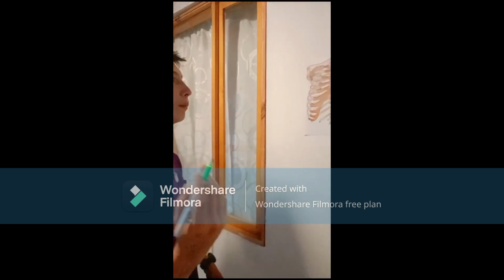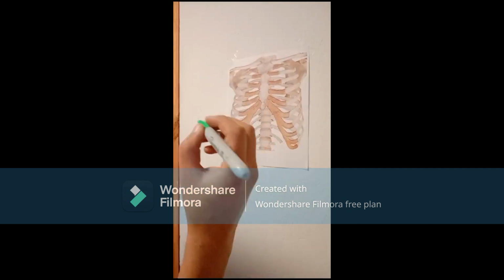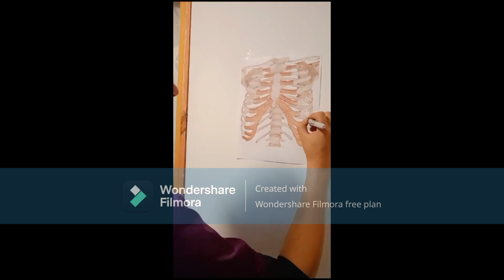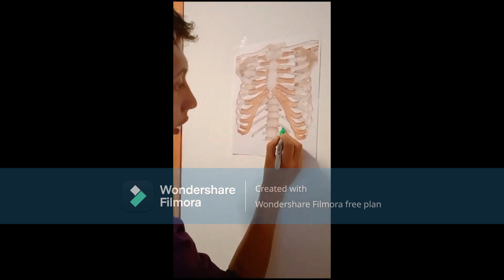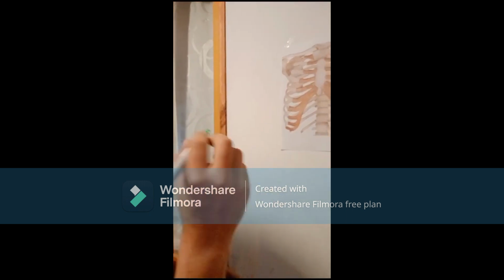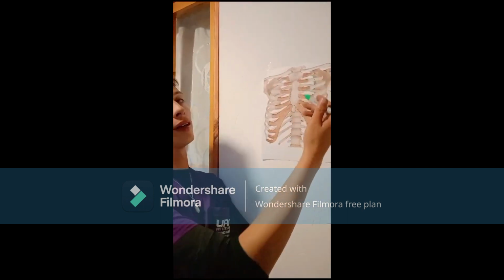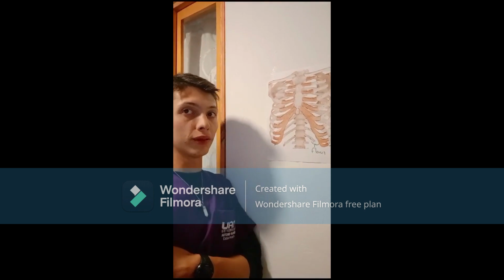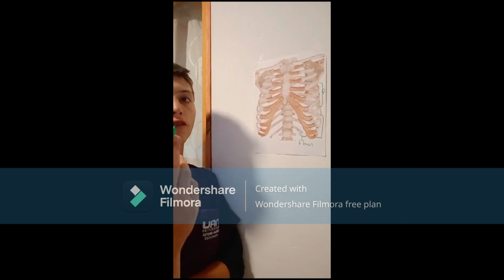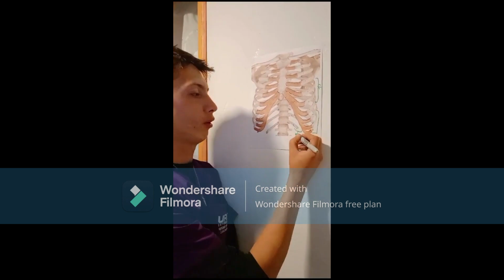Moving on to the topic of ribs. Human beings have 12 pairs of ribs, that is 24 ribs in total. The first 7 are called real or true ribs. The next three ribs are called false ribs, and the last 2 are called floating ribs.